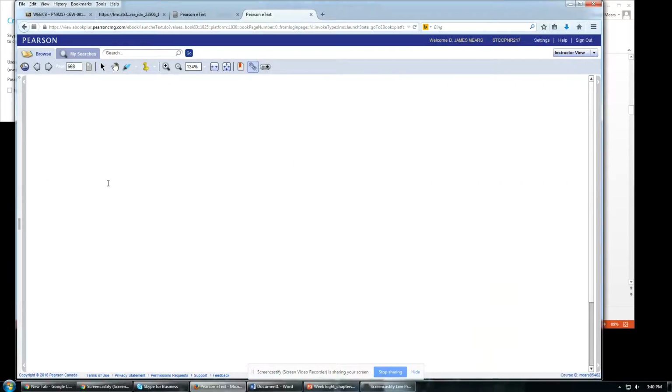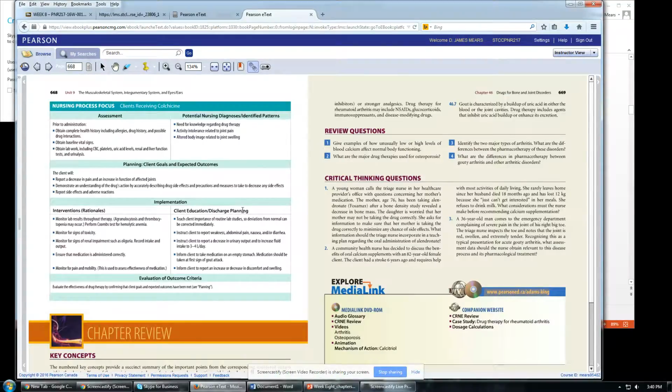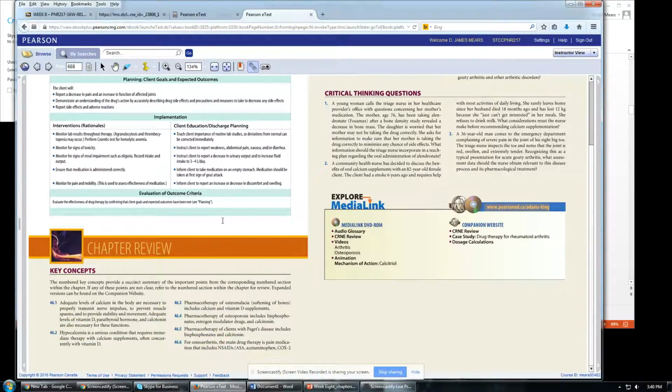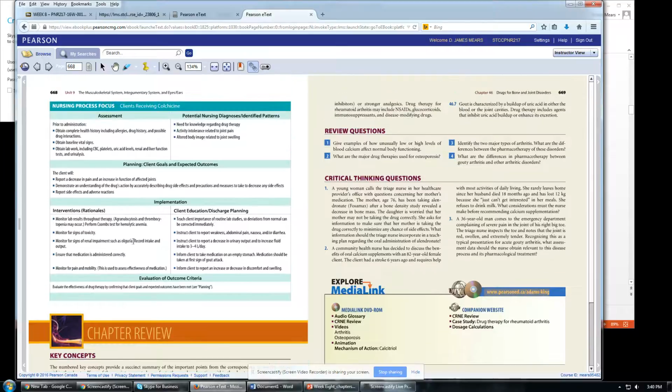I'm going to move forward, and we're on the last page. Woot woot. So read the key points of this chapter. There were medications you did not need to read, so be familiar with the ones that you do need to read. This is colchicine. This is one of those medications that we want you to know. So I'm going to highlight it here for you.